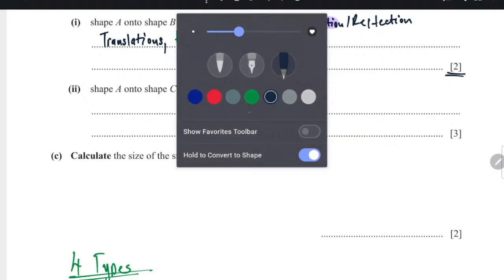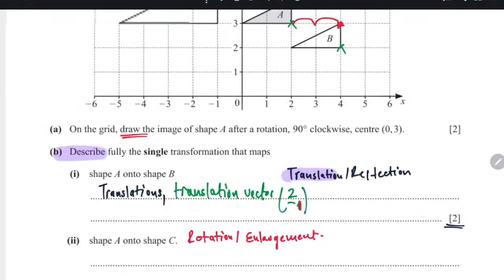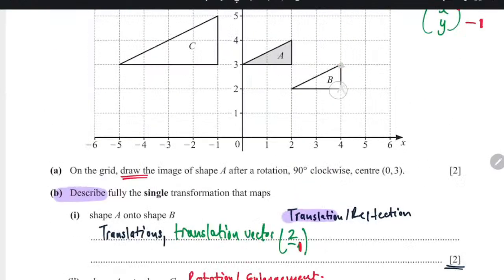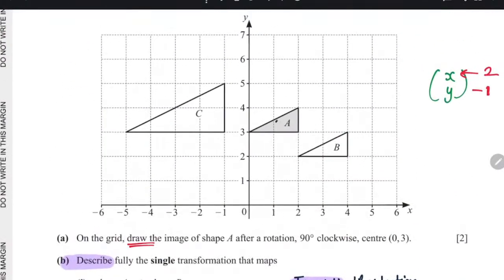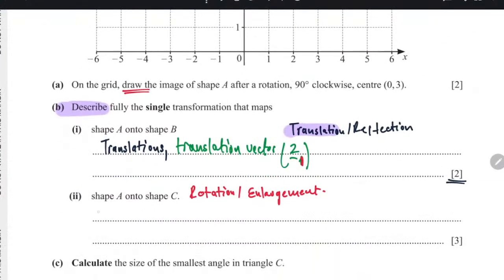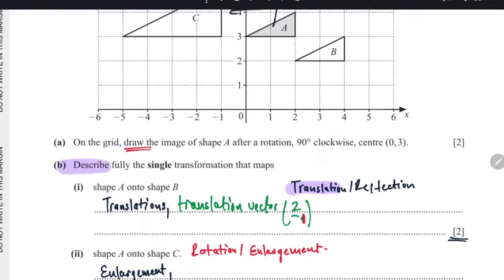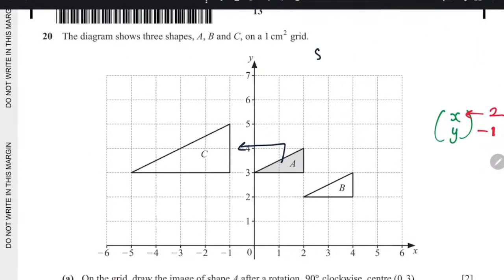So now you go again and you see, if the shape got bigger, then obviously it's an enlargement. They say A onto C. It can't be a rotation, it will be an enlargement. Look, A onto C. Did it get bigger? Yes. So you get 1 mark from just writing enlargement. Now you need to tell us by how much? By the scale factor now.